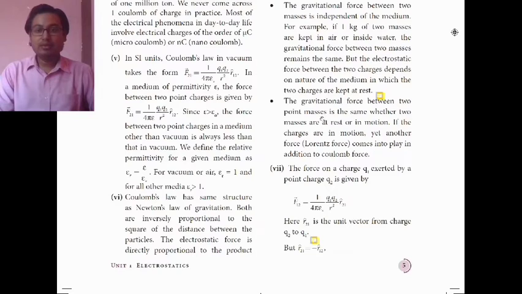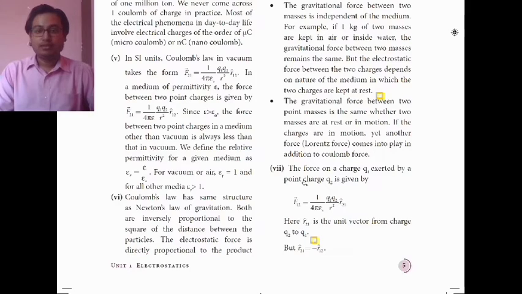The gravitational force between two point masses is the same whether the two masses are at rest or in motion. That means if suppose we have two masses m1 and m2, and either the masses are at rest, or they are moving keeping the distance between them always equal, then the gravitational force between them will be the same, the magnitude of force will be the same. But if suppose the charges are in motion, in that situation instead of Coulomb's force, we have Lorentz force also. That means there will be addition of Lorentz force. About this Lorentz force we will study in later sections.